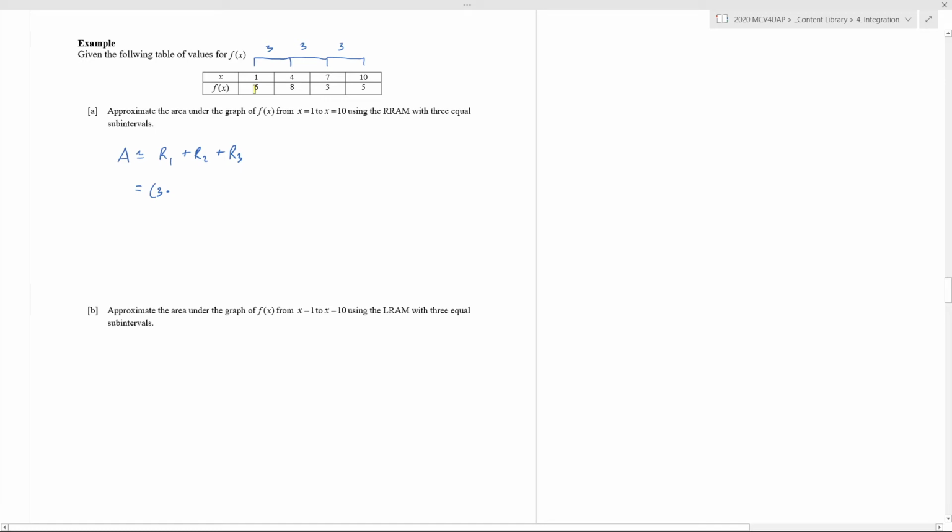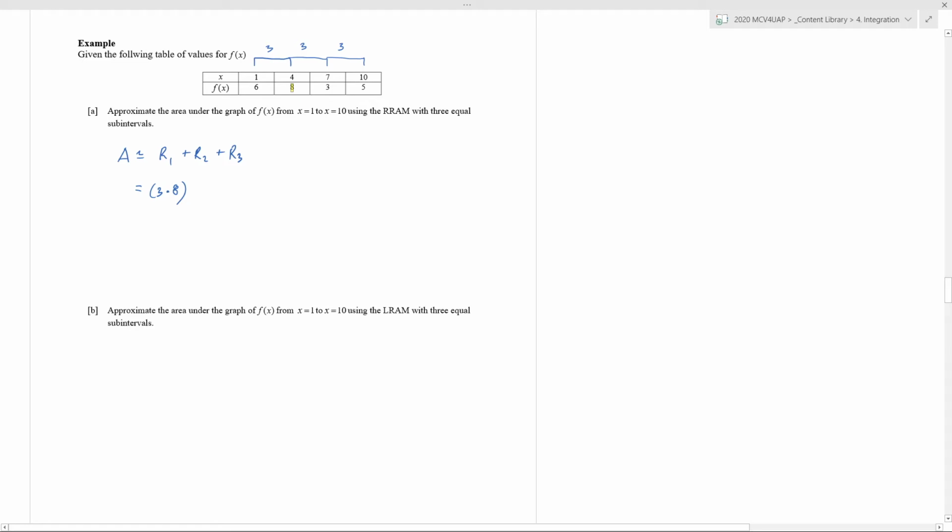Then I go to the second rectangle. So I'm going to erase this and this. My second rectangle, I would be using these data points. Okay, 8 would be the left and 3 would be the right. So the area of the second rectangle would be 3, which is the width, times 3, which is my height.